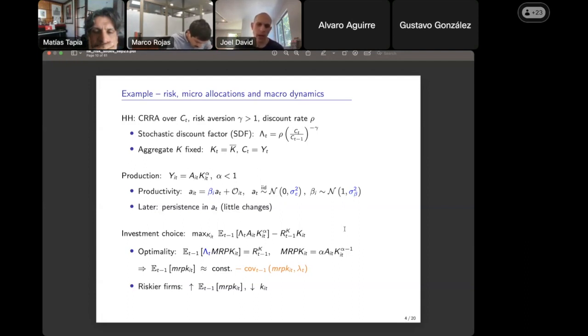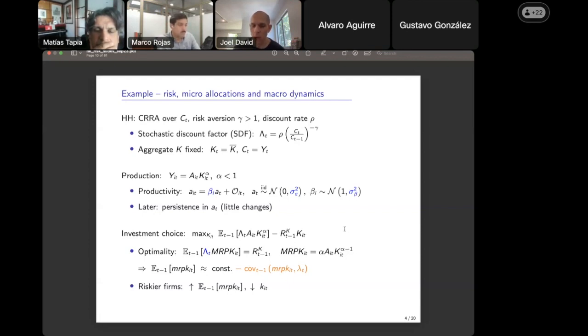Okay. So to get the intuition, think about a high beta firm. We already talked about a high beta firm is disproportionately pro-cyclical. It's going to have a high marginal product in good times. Good times are times when marginal utility is low. The stochastic discount factor is low. So a high beta firm is going to have a significantly negative covariance between its marginal product and the discount factor, and so a positive risk premium.